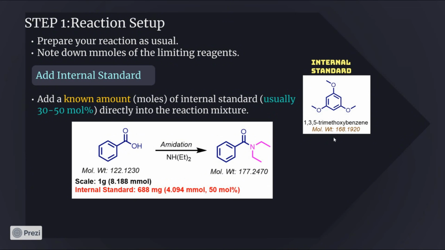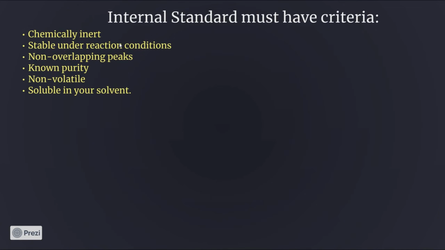Now what are the criteria to choose the internal standard? The internal standard should be chemically inert. It should be stable under the reaction conditions. It should not decompose or react under the reaction conditions. It should be non-overlapping with the peaks. This is very important. You must know that your internal standard is not going to overlap with the peaks of the starting materials or product. Otherwise, you will have a wrong integration value and you will have a wrong NMR yield.